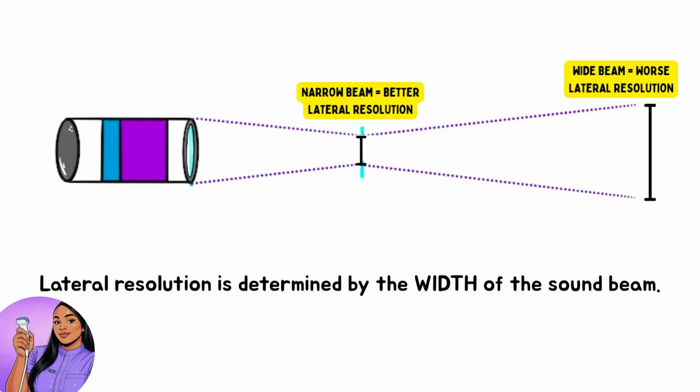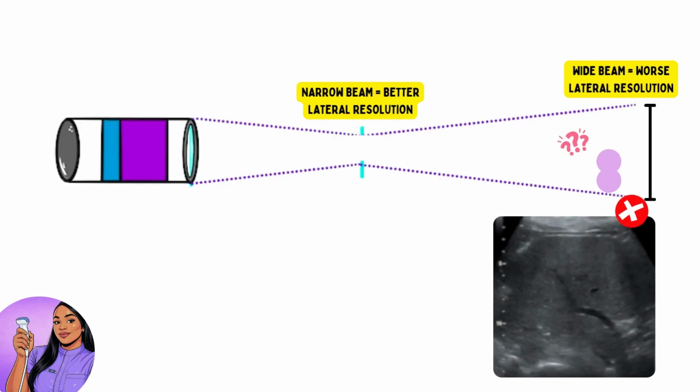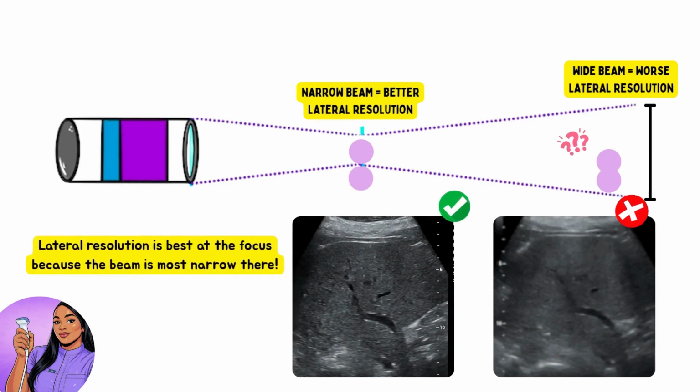So take a look here. When the beam is wide, that means more structures that are side to side are being squeezed together inside that same beam. The system can't easily tell them apart, so those details might blur into one. But at the focus, where the beam is the narrowest and the most concentrated, the system can easily separate those echoes. That's why lateral resolution is best at the focus, because the beam is most narrow there.